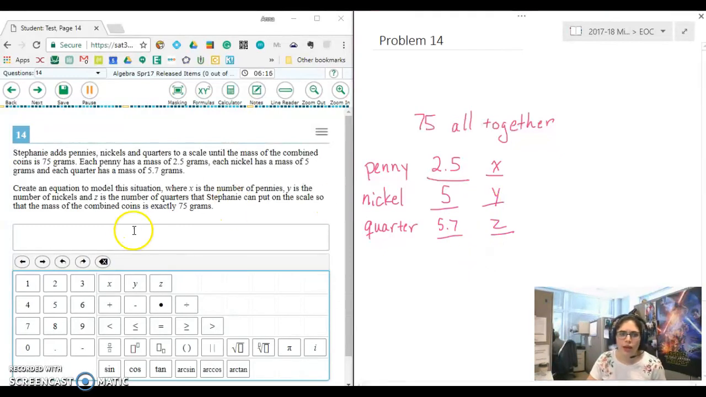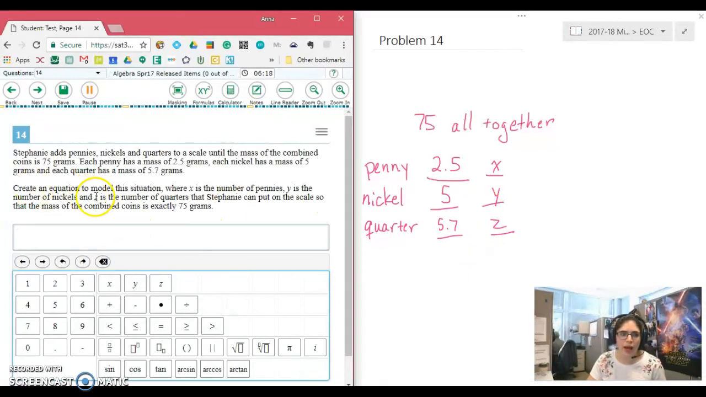So then my equation, because remember it's asking for an equation, create an equation, so we have to pay attention to those key phrases. So my equation is going to be 2.5 times the number of pennies, plus 5 times the number of nickels, plus 5.7 times the number of quarters. And altogether, my weight needs to be equal to 75. And that is going to be my final answer.